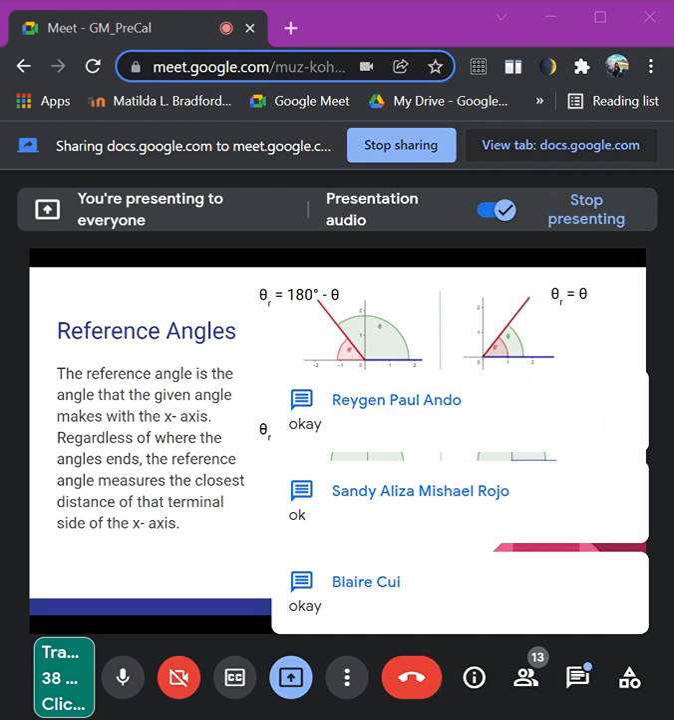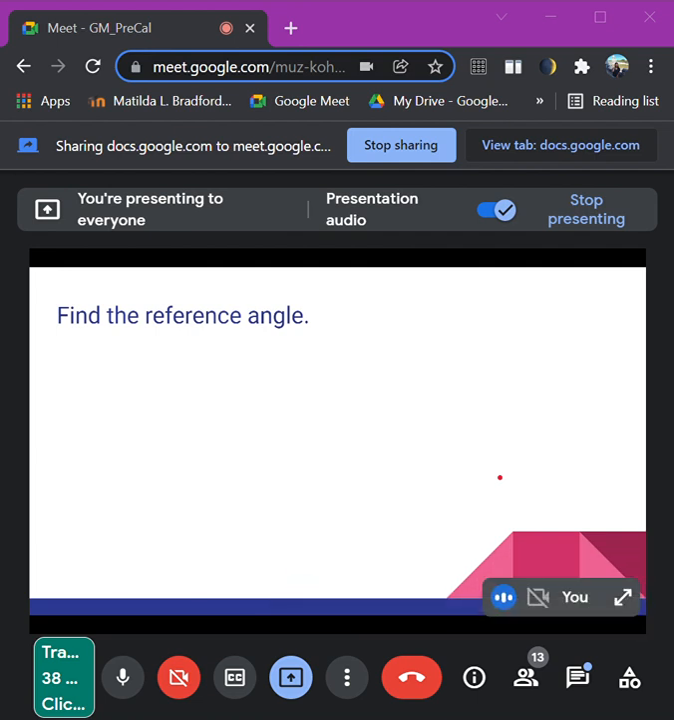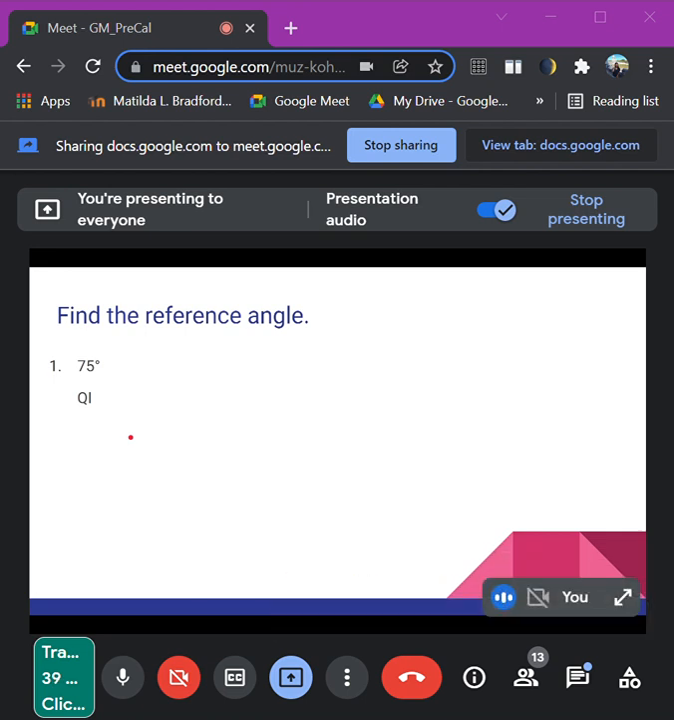Okay. Now, this time, let's find the reference angle for our given angles. Let's start with 75. The first thing that we need to do, class, is to know which quadrant the given angle is in. So, what quadrant do you think 75 degrees is located in? Quadrant 1, 2, 3, 4. Okay, that is in quadrant 1. That is basic, class, so that you can solve it easily.